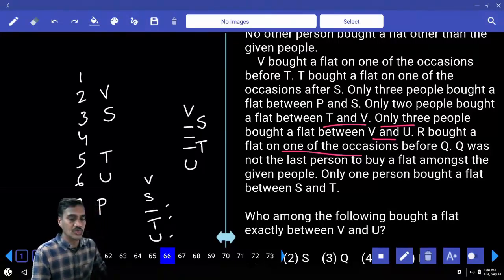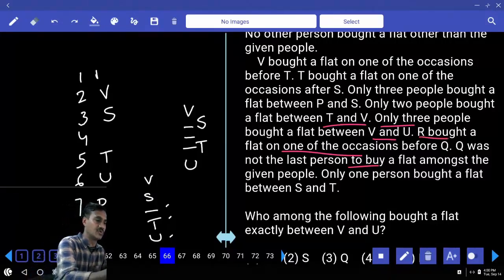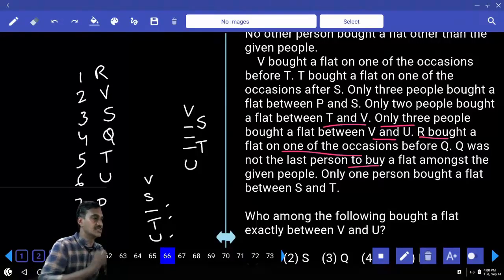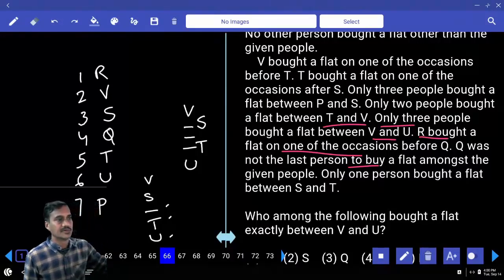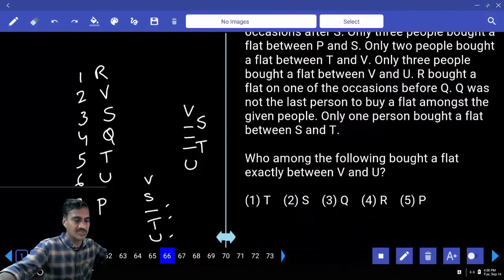And now between Q and R, Q was not the last person to buy, and R bought a flat on one of the occasions before Q. R is here and Q is at this place. Done? Now altogether how many flats we have? There are 7 flats.